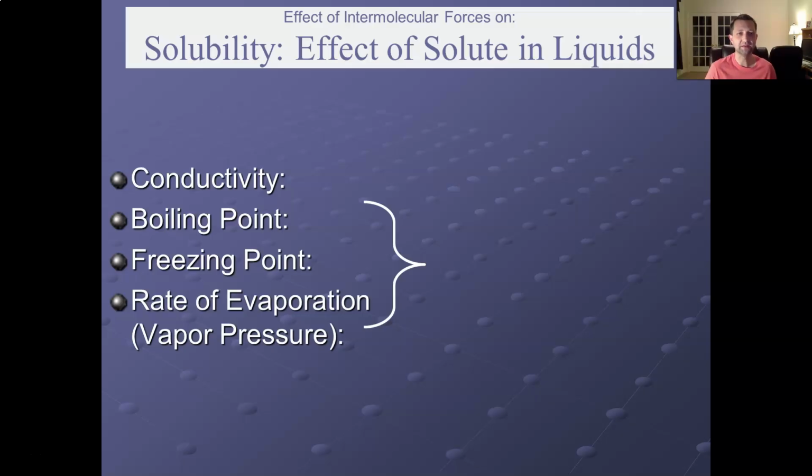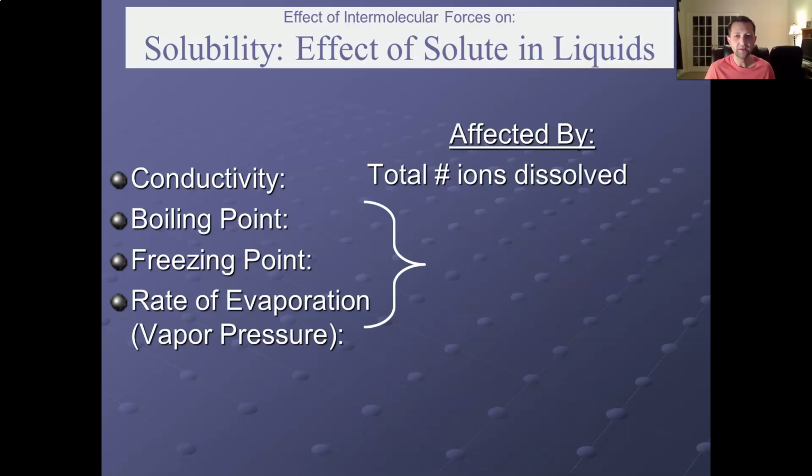All right, this really is the last topic in the unit, I guess. How does solubility affect these different properties? You have your conductivity, boiling point, freezing point, and rate of evaporation and vapor pressure. All of these properties are affected by the solubility of really anything. And we're going to do a little lab simulation on some of this to help us understand it. But these are really affected by either the total number of ions dissolved or total number of particles.